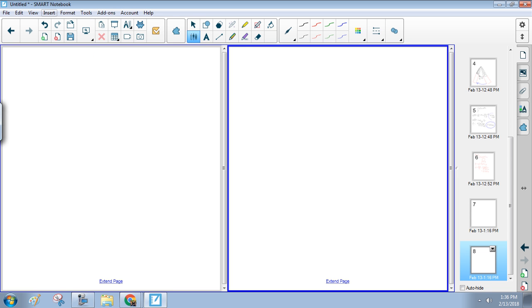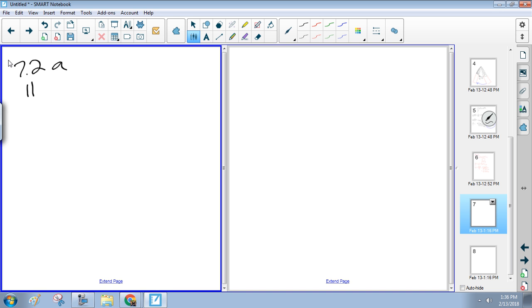Okay, so on worksheet 7.2a, problem number 4, what does it tell us?